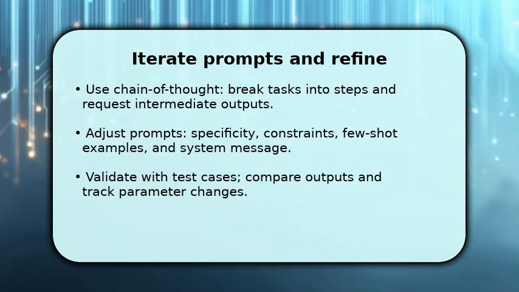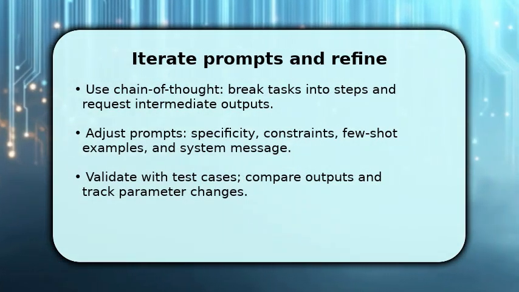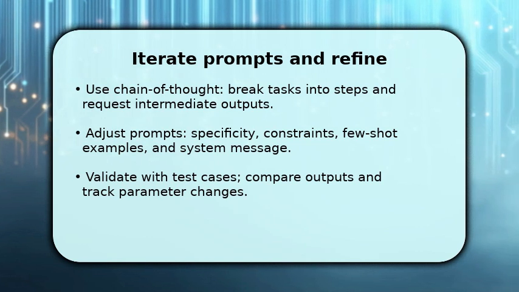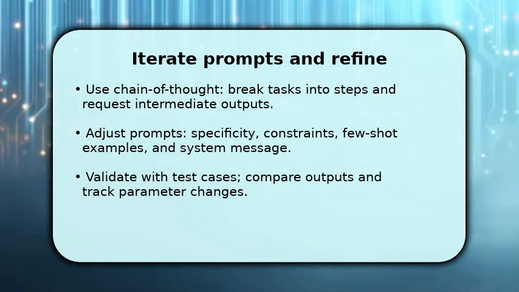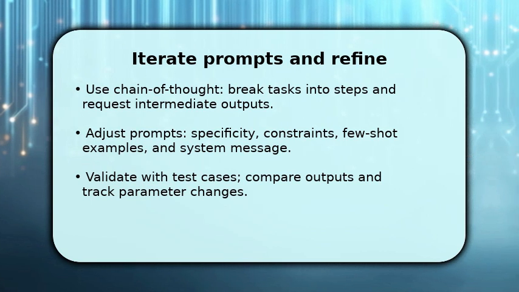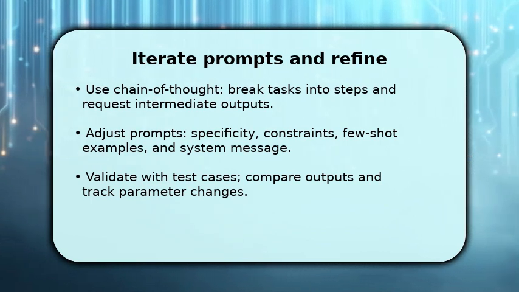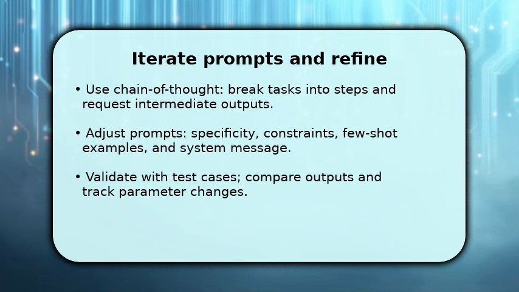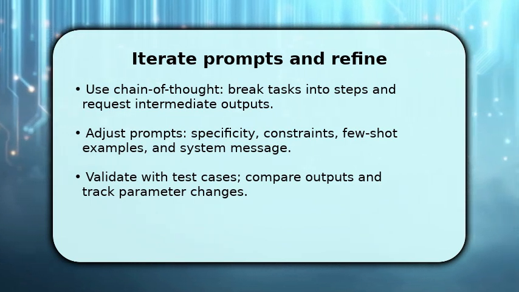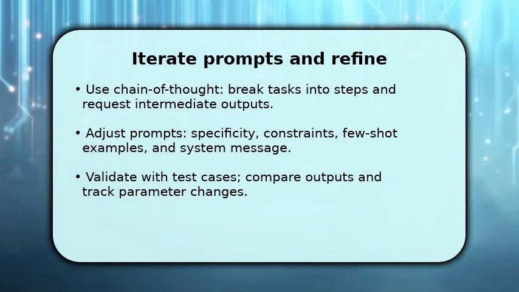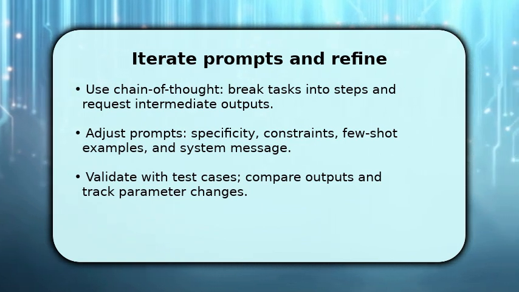Now iterate, decompose the task into discrete steps, and ask the model to show its chain of thought or intermediate results. Once you see patterns, refine prompts by adding specificity, stricter constraints, or revised few-shot examples to steer behavior. Make changes to system messages to set persistent persona or rules.